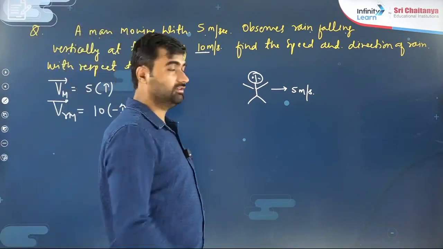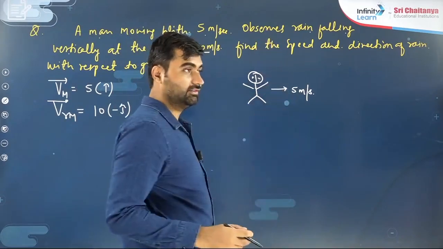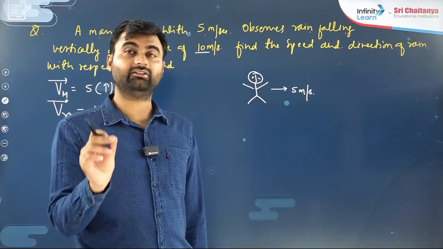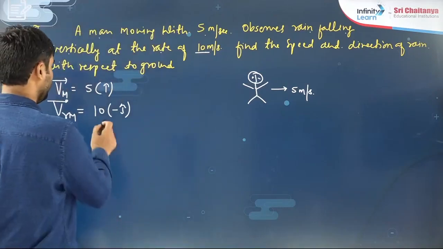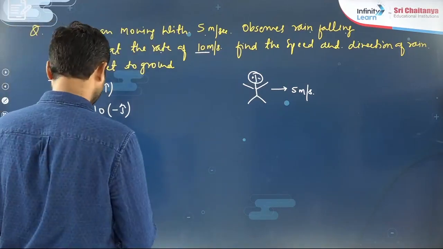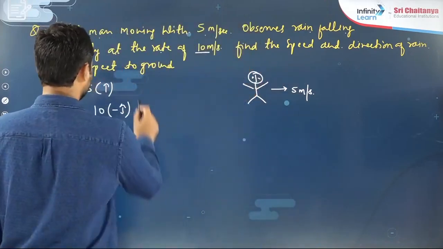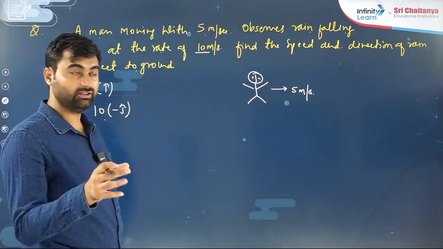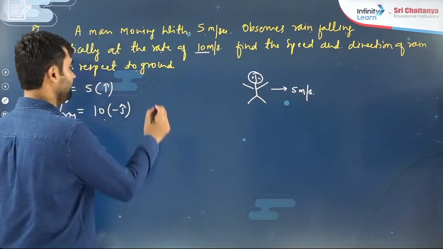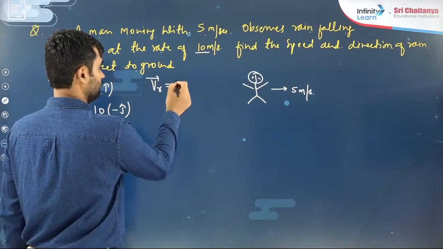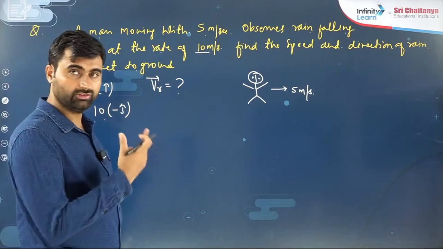When this man is moving with 5 meters per second, at that time raindrops are falling like this. That person observes, means that is velocity of rain with respect to man. Okay, so V_RM is given 10 minus j cap. Now next, find the speed and direction of the rain with respect to the ground. So in reality, how raindrops are falling, that we have to find out. Means we have to calculate. Is it clear? Okay.